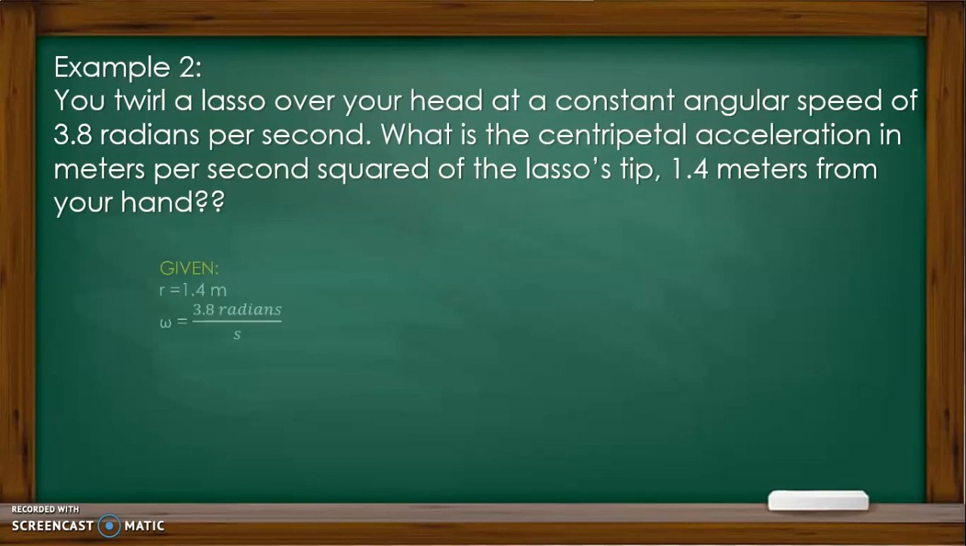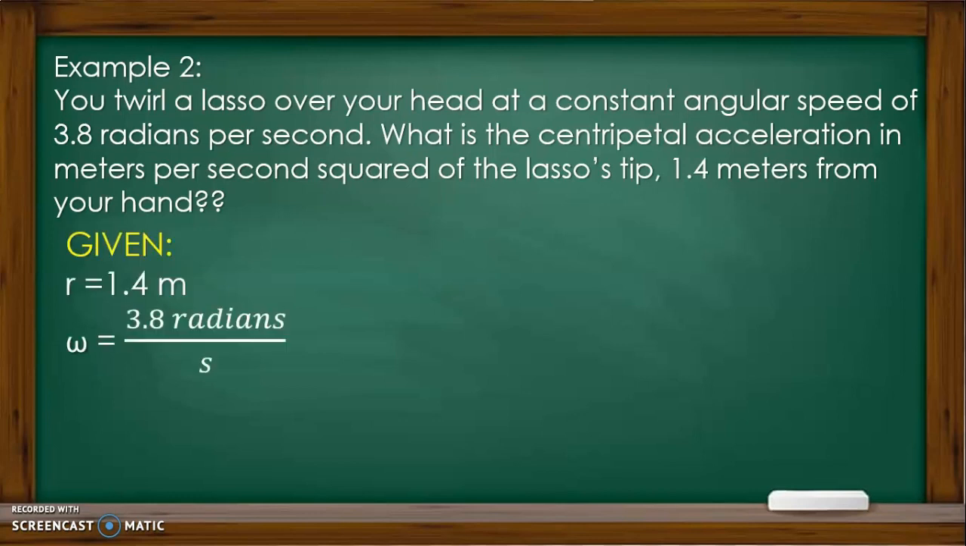So in this problem, we are already given our radius and our angular velocity. Our radius is equal to 1.4 meters, while our angular velocity is equal to 3.8 radians per second. Then, we are required to find the magnitude of our centripetal acceleration.